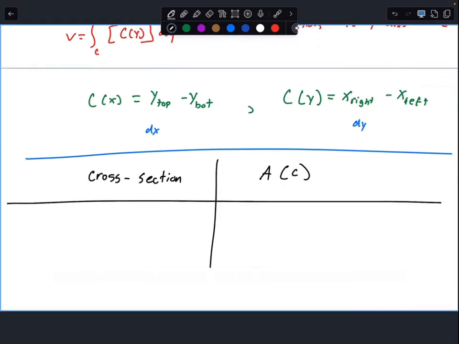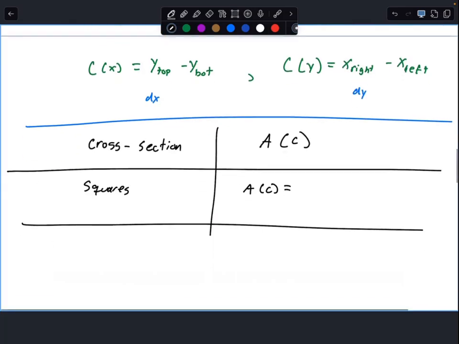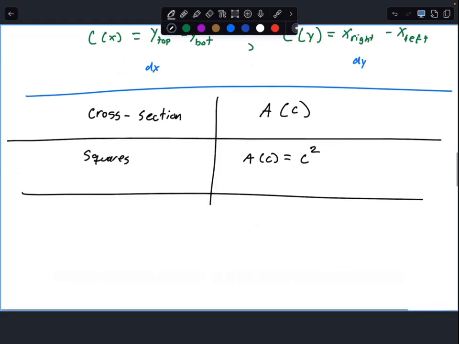The first one we just talked about is squares. And in squares, the area of the cross section as a function of x will just be what? C squared, yeah. And then you would replace that. So if you want to turn it into a function of x, it would be f of x minus g of x, squared, something like that. I'm not going to write this for all of them, but I just want to show that one.